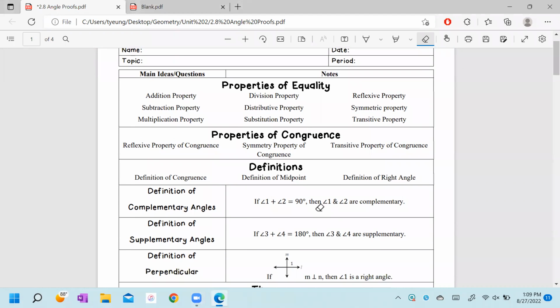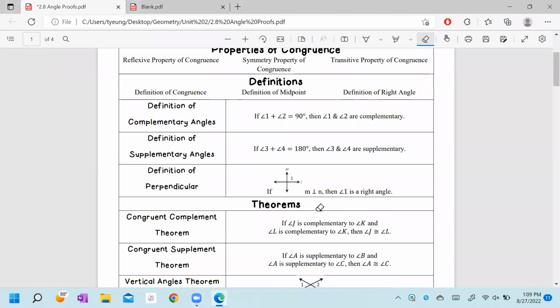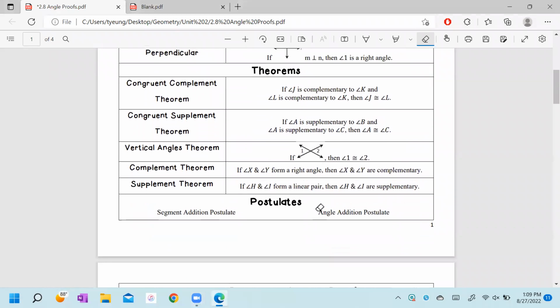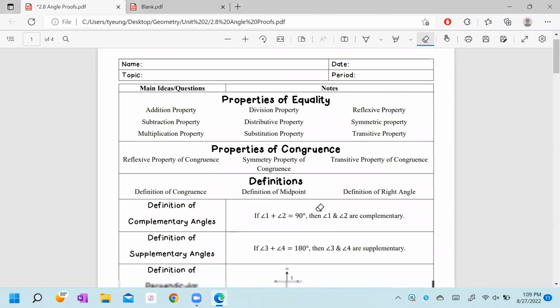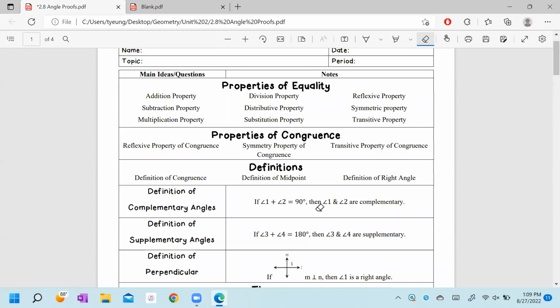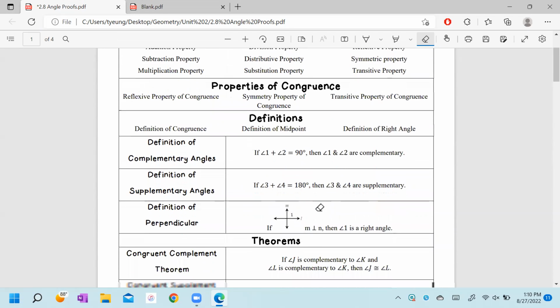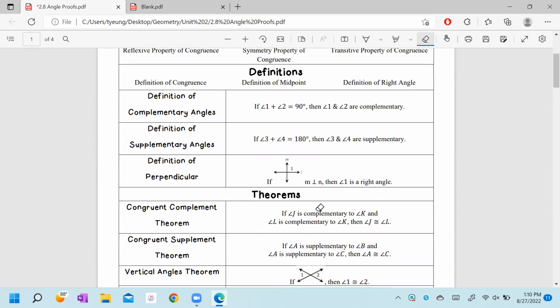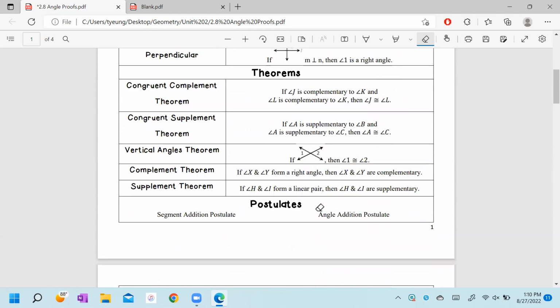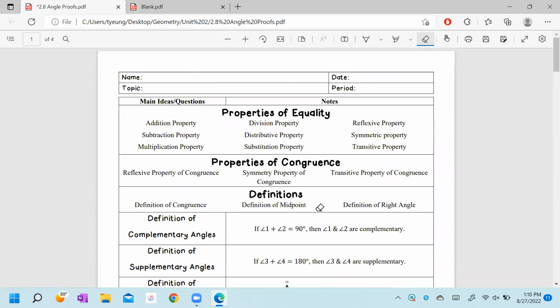For this video, there's not much for me to go over. All I'm going to do in this video is just read the different theorems to you and review with you guys. But for the most part, this is all stuff that we've seen before, such as the definition of complementary angles, definition of supplementary angles, and so on. This is all things that you've seen before.